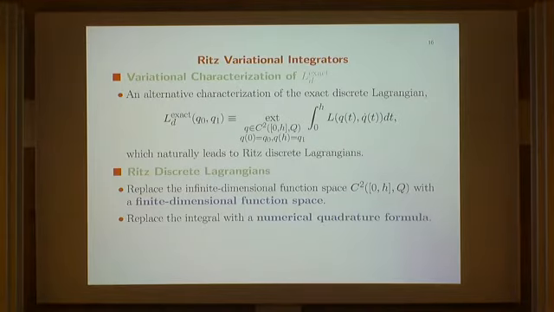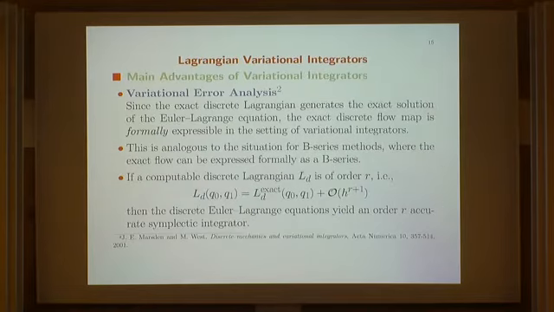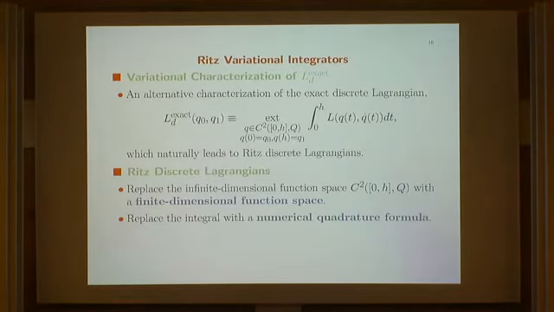So now the question is the following. I said I had this variational error analysis, and I said that if my computable discrete Lagrangian approximates the exact discrete Lagrangian to some order of accuracy, then I knew the order of the integrator. So the question then is, how do these two choices relate to that question of order of accuracy?